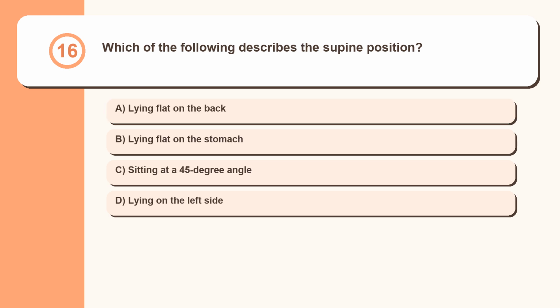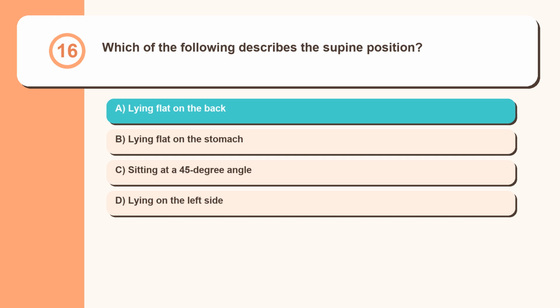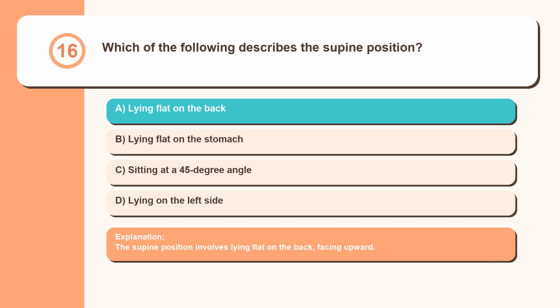Question 16. Which of the following describes the supine position? Lying flat on the back, lying flat on the stomach, sitting at a 45-degree angle, lying on the left side. The supine position involves lying flat on the back, facing upward.